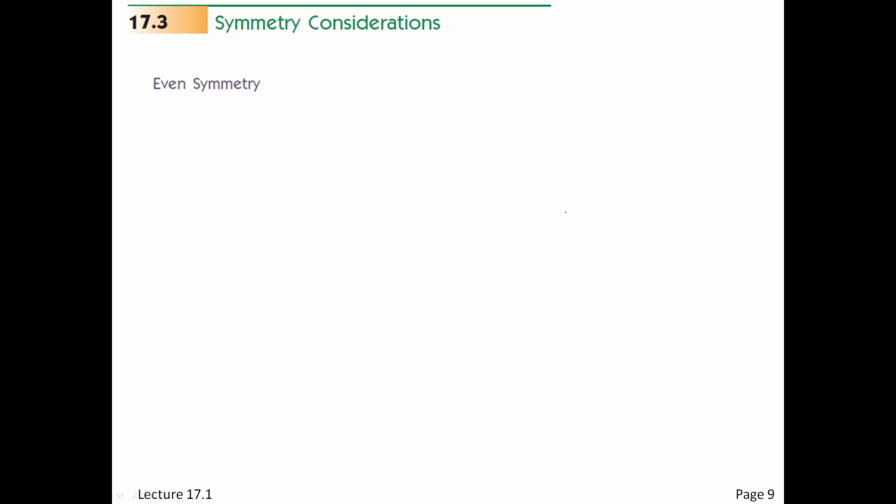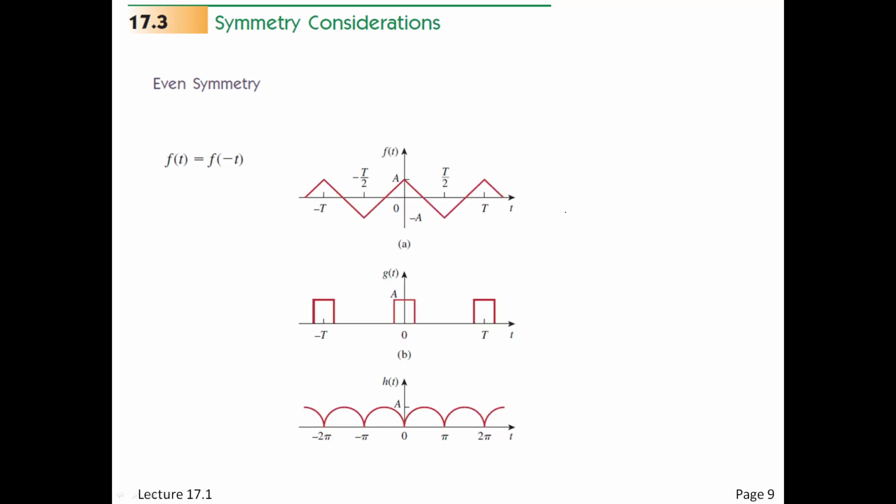Let's start with even symmetry. The definition of it is quite simple. Remember, this is reflection, just a mirror image around the vertical axis. So it simply says the function in negative time is identical to the function in positive time. Here are pictures of that. You can easily see this symmetry.